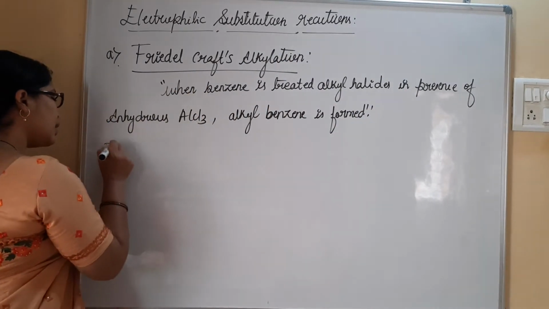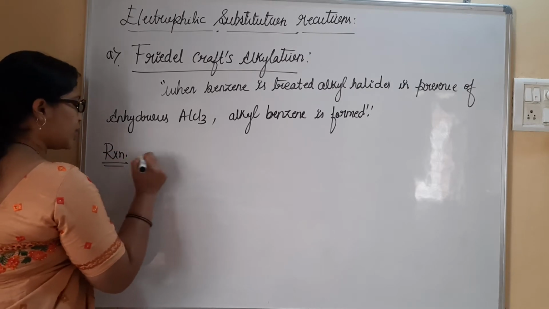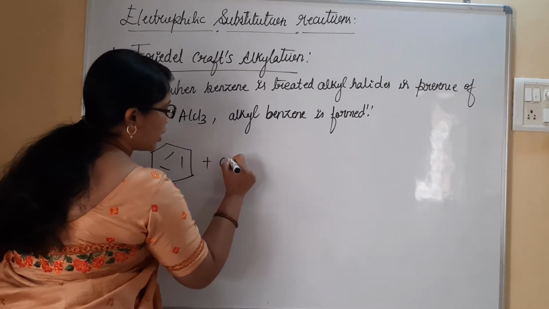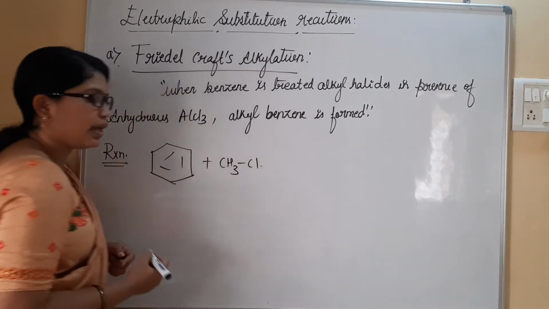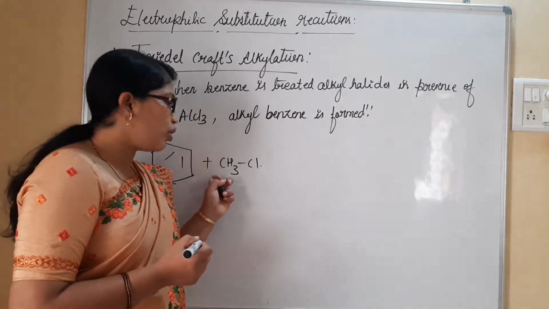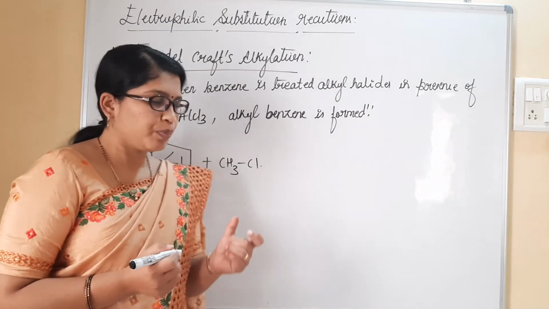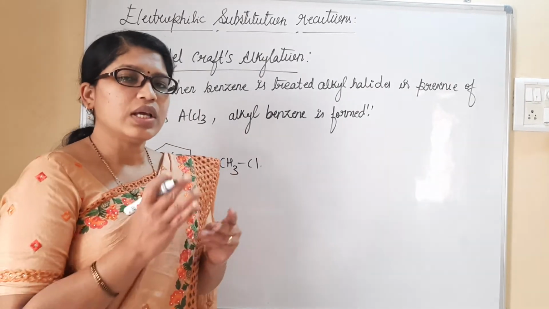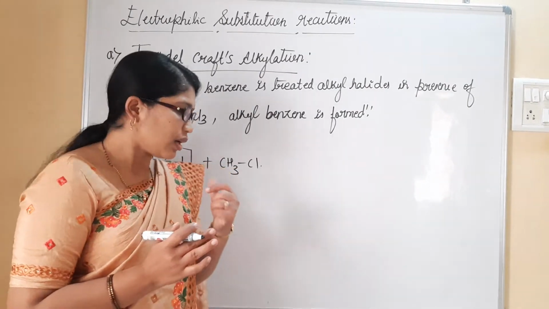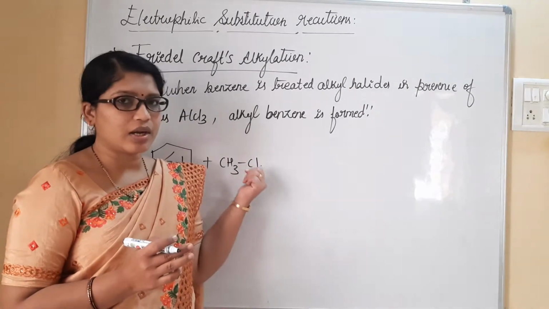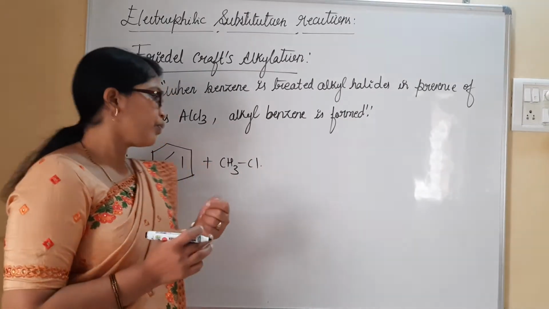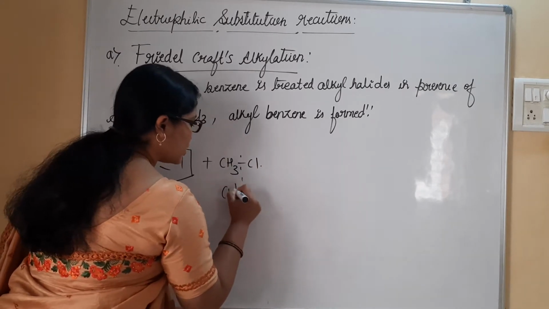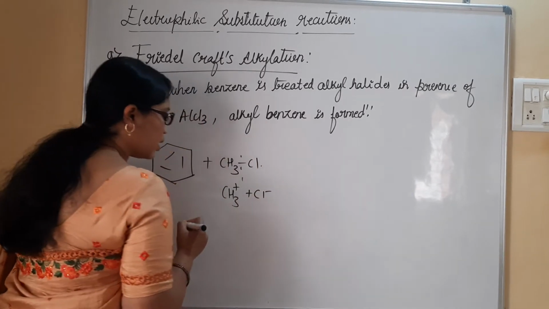Fine. Let me write the reaction part here. Let me consider benzene. It is going to be treated with an alkyl halide. Let me consider methyl chloride. The methyl group is an alkyl group, which is generated from methane. If you consider CH4, just remove one hydrogen and substitute one chlorine, it will become methyl chloride. So when you ionize methyl chloride, it will form CH3 plus and Cl minus.